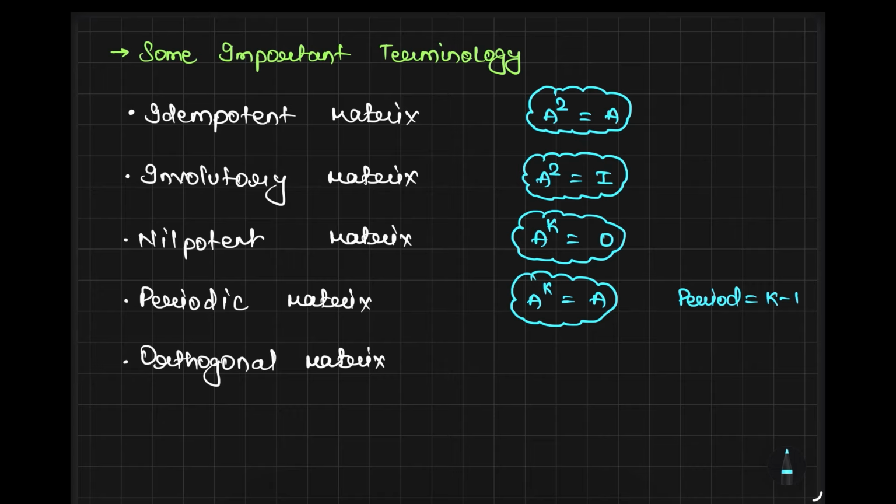Now, suppose a particular matrix is an orthogonal matrix. This means if you multiply A times A transpose, you will get identity. Or you multiply A transpose with A, then also you will get identity. Okay, so this is an orthogonal matrix.